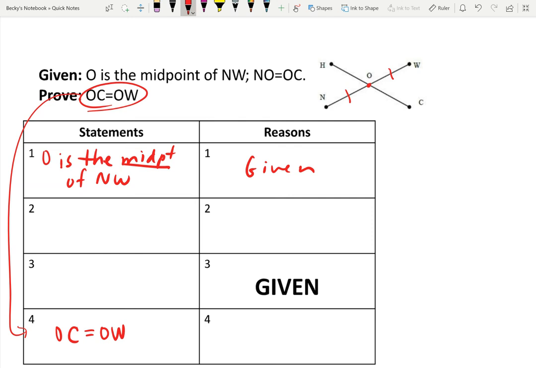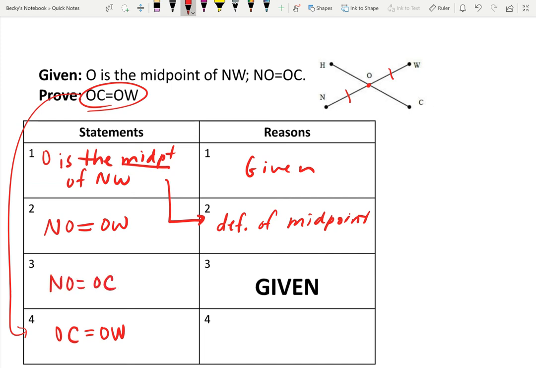So I'm applying the fact that they told me it's the midpoint, and that deduces that, hey, I now know that NO is the same measure as OW. And what word did I use to help me come up with this? It was midpoint. I had to apply the fact that I know the definition of midpoint. So from here to here, I put the reasoning. So because it was the midpoint, I now know what two segments are equal, and I justified it because of the definition of midpoint. Now, I split my givens up to help make the proof flow.